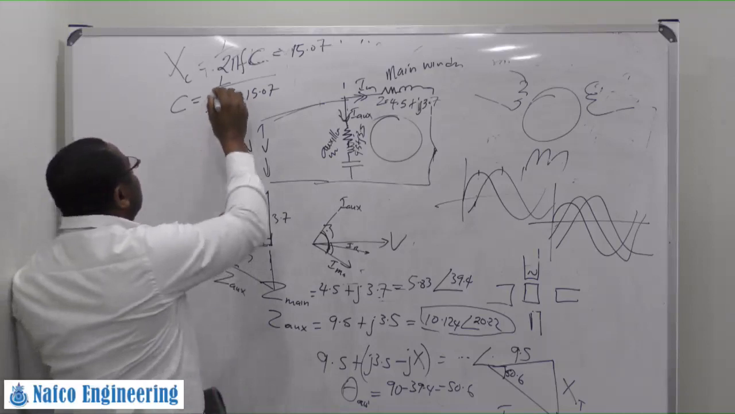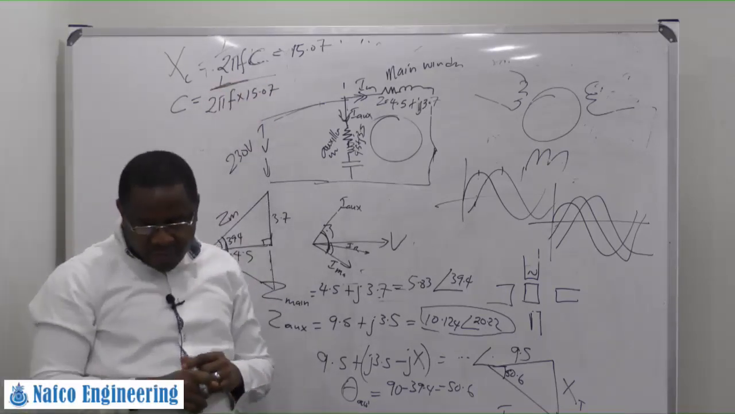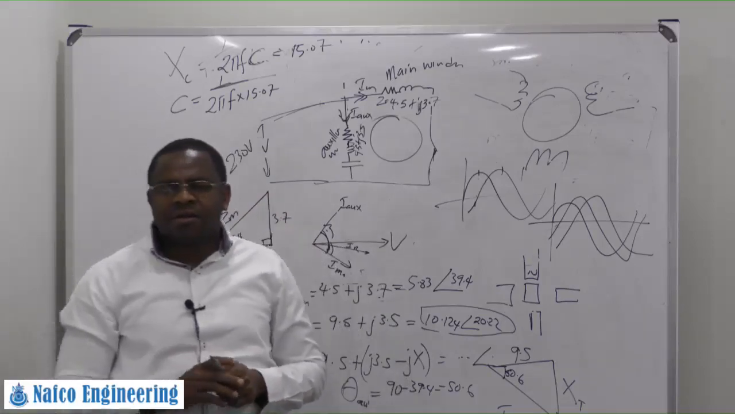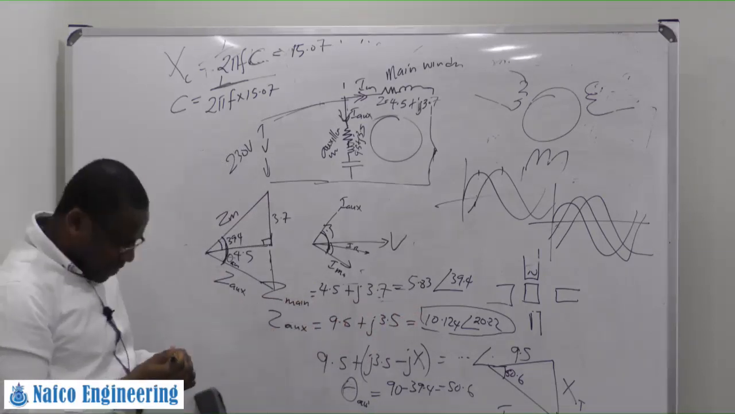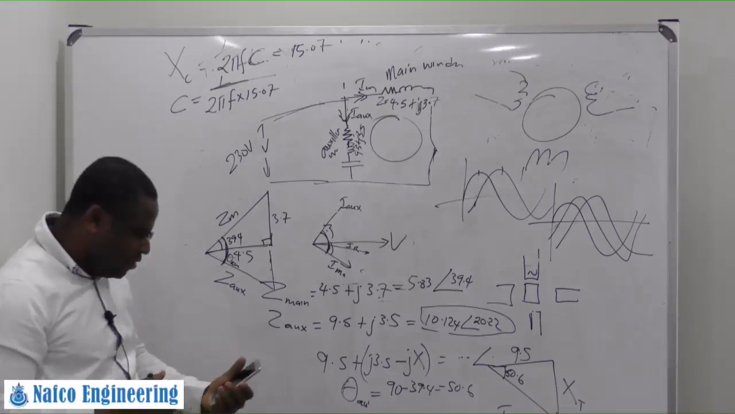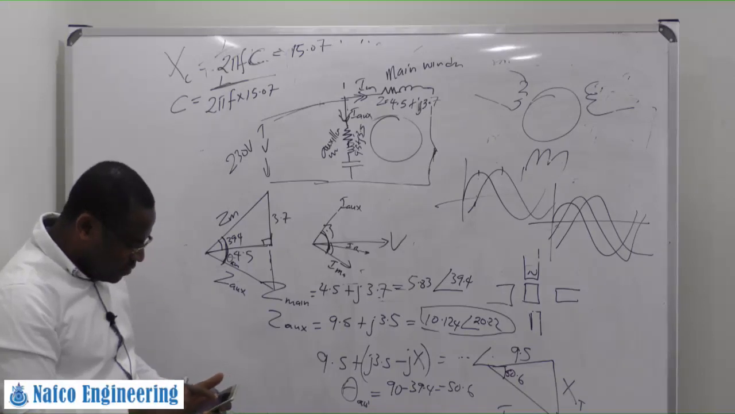So when you do that, you can get 211 microfarad. Did you get that? I just want us to have that in case anything happens.